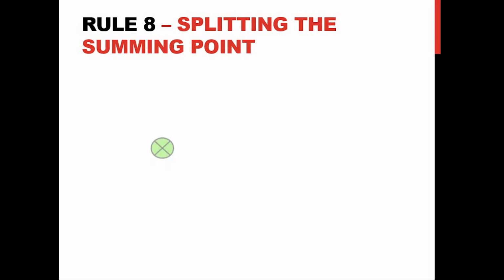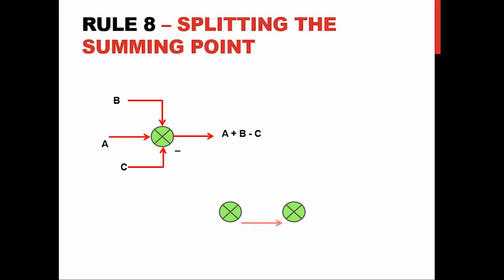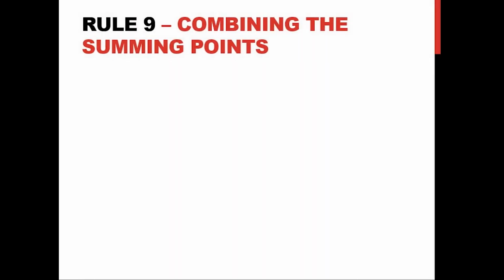Rule number 8, splitting the summing point. So now we are going to reduce one summing point into 2 summing points. We are going to split the summing point. Now we can see here we have a summing point for which we have 3 inputs A, B and C. So the output will be A plus B minus C. Now this summing point can be split into 2 summing points. Each summing point can be provided with 2 inputs. For the first one, you can have A and B as the inputs. The output we have here is A plus B. For the second summing point, we can have C as the input. So ultimately we'll be having A plus B minus C. So now we have divided one summing point into 2 summing points.